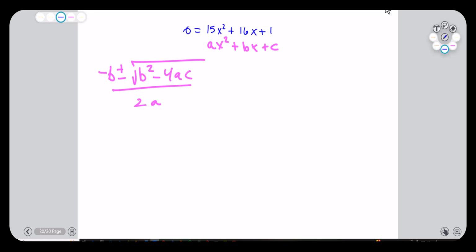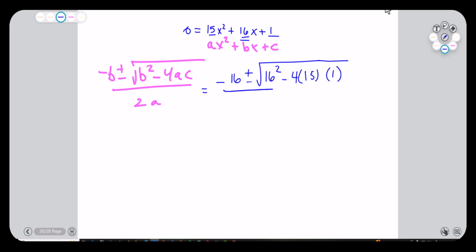So I just start plugging everything in. So I have minus 16 plus or minus the square root of 16 squared minus 4ac, all over 2a.